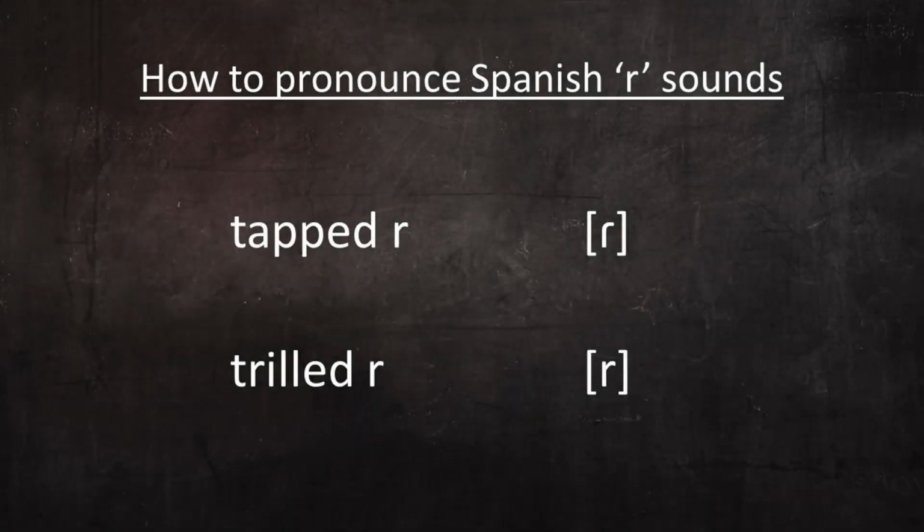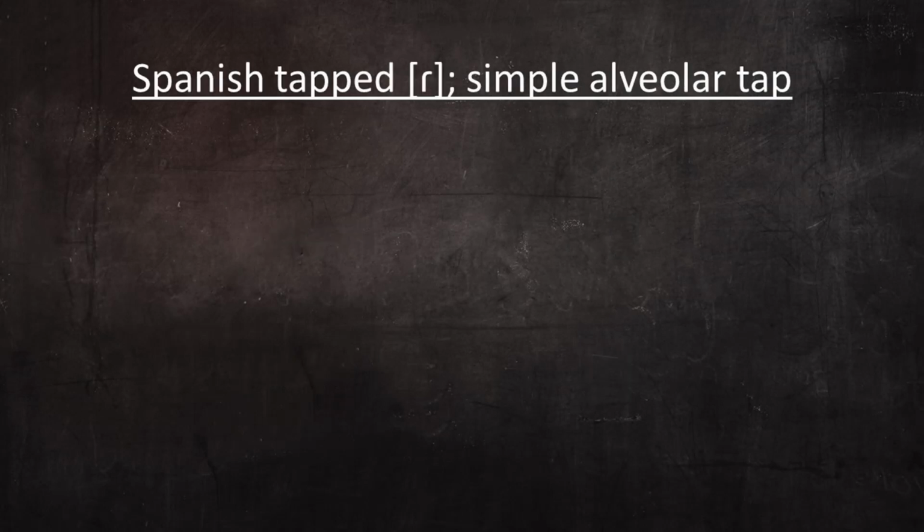I'm going to start this discussion by assuming you're a beginner-level student and don't yet know how to pronounce either of these R sounds. So let's just go ahead and review their pronunciation right now. Spanish tapped R is a simple apicoalveolar tap. This means that the tip of the tongue makes a single brief contact with the gummy ridge just above the gum line of the front teeth.